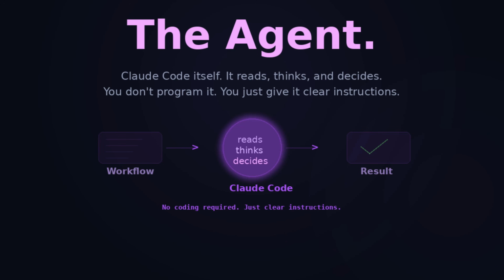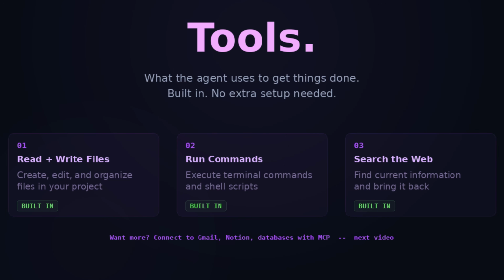Layer 2, the agent. This is just Claude Code itself. It reads your workflows, thinks through the steps, and makes decisions. You don't program the agent, you don't write the code for it, you just give it clear instructions and let it reason.